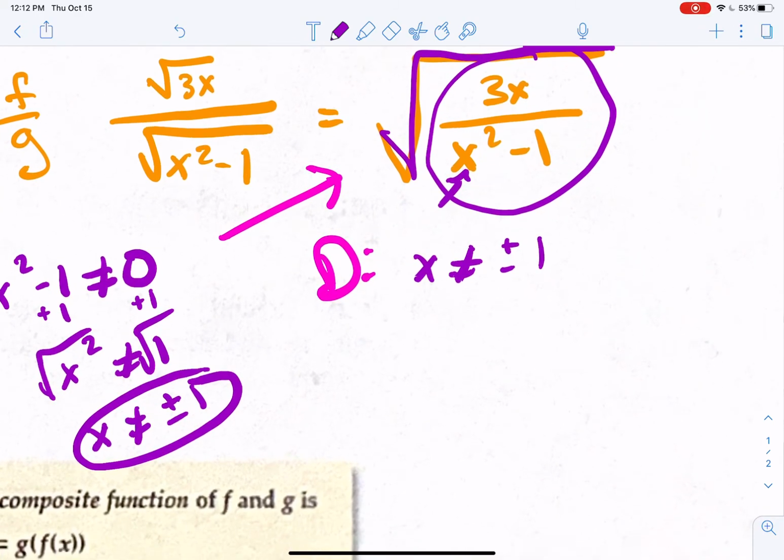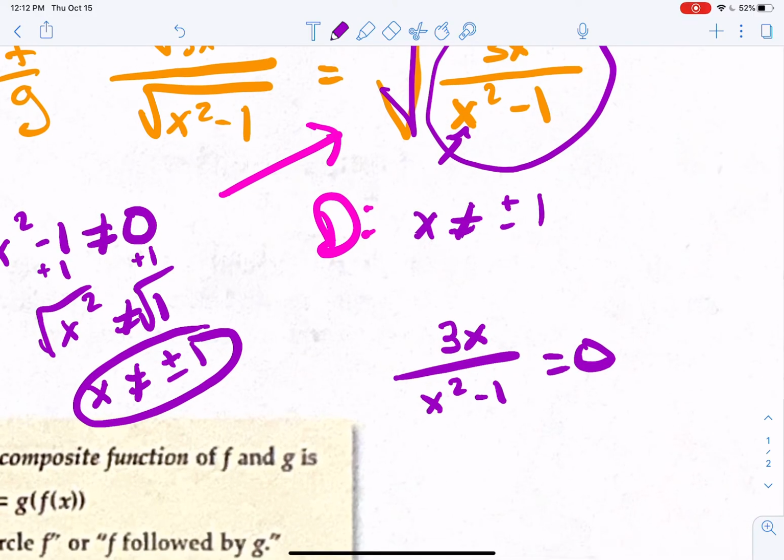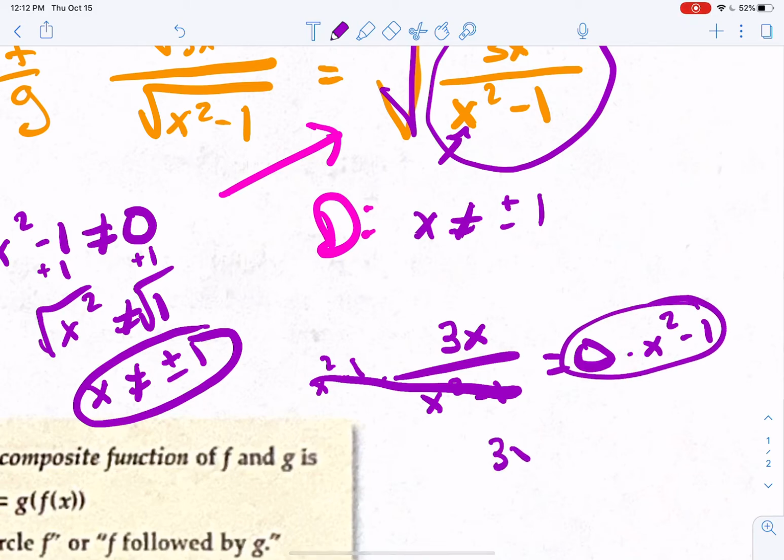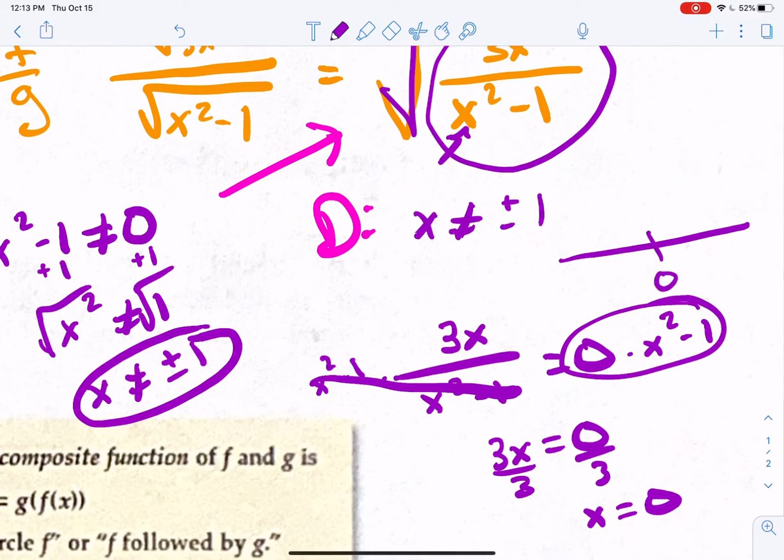So what I'm going to do first is check this. I always set the inside equal to 0, and then we do a number line. The beautiful thing about this one is that the first thing I'm going to do is multiply the x squared minus 1 to the other side. And when I take x squared minus 1 times 0, that ends up being 0. So 3x equals 0, and if I divide by 3, x equals 0. So on my number line, I'm just looking at 0 being here.